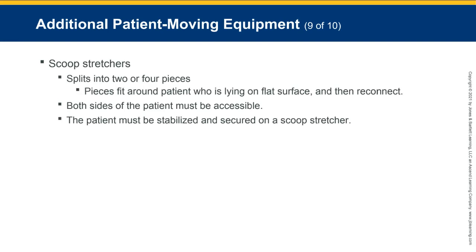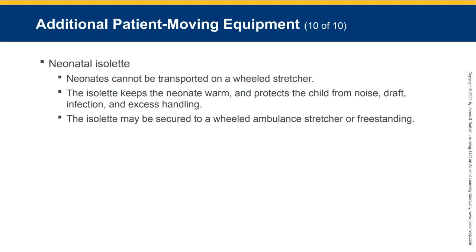Now, the scoop stretchers or orthopedic stretchers. This is what is taking the place of the spine board. It splits into 2 or 4 pieces. Pieces fit around the patient who is lying on a flat surface and then reconnect. So you're scooping the patient. Both sides of the patient must be accessible. The patient must be stabilized and secured on the scoop stretcher. And you have scoop backboards and you have scoop stretchers.